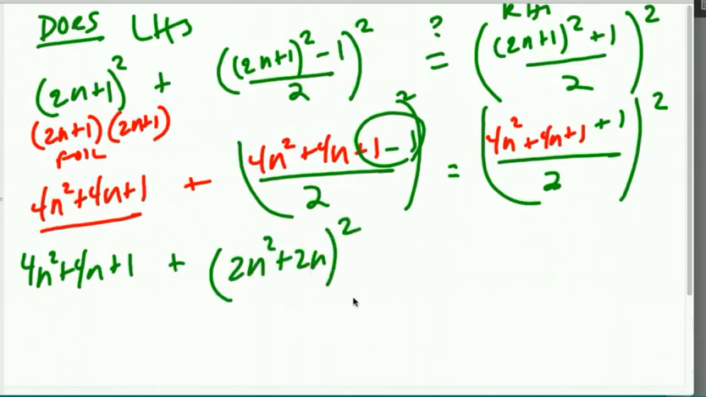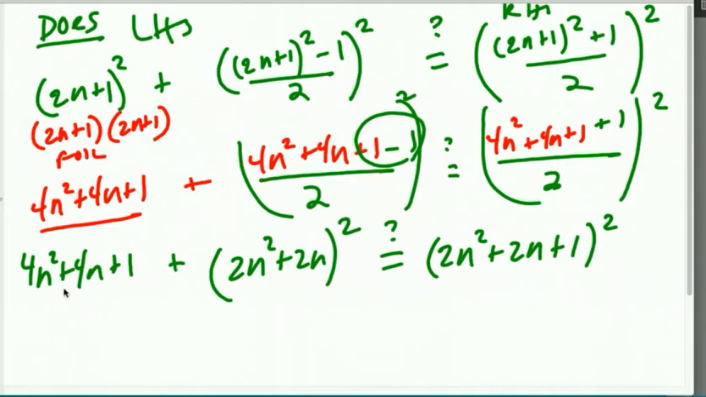squared, right? And the question is, does that equal? When I do this, I think I can put these guys together, and I end up getting 2n squared plus 2n plus 1 quantity squared. So, still totally disgusting, no argument, but the question is, can I show that when I clean this side up, it looks entirely like this side? So, let's go ahead and FOIL out this 2n squared plus 2n times 2n squared plus 2n.